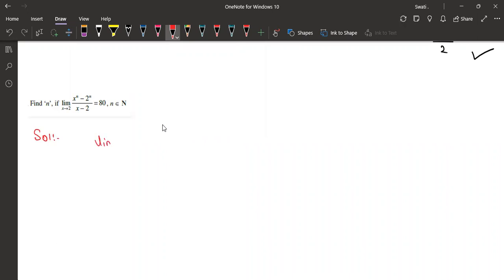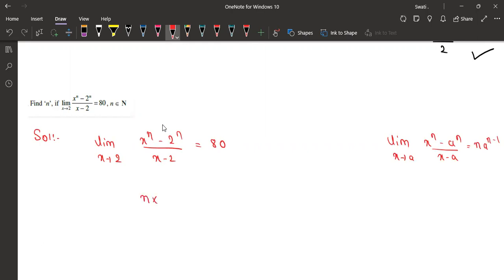Okay, so we are going to use a formula for this that we have already used. So limit x tends to 2, x raised to n minus 2 raised to n upon x minus 2 is equal to 80. So what is the formula that we are going to use here? That is limit x tends to a, x raised to n minus a raised to n upon x minus a. This is nothing but n times a raised to n minus 1. So using this formula, this will become n into 2 raised to n minus 1, and this will become 80, right? So what we have got here is n times 2 raised to n minus 1 equals 80.